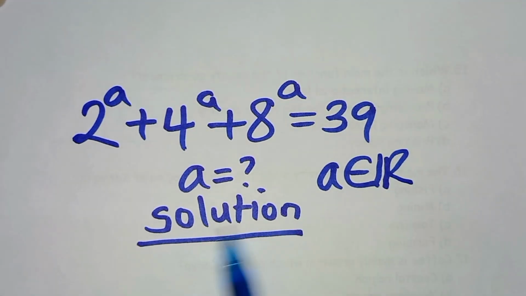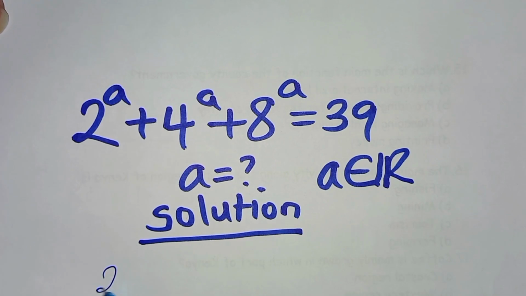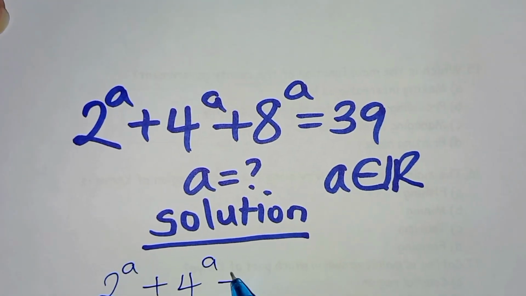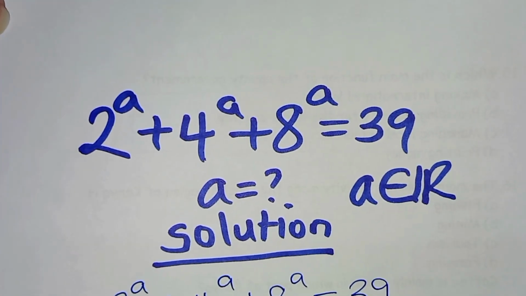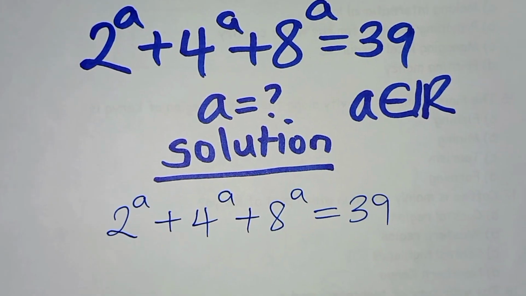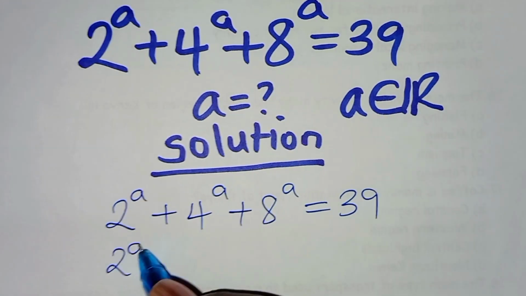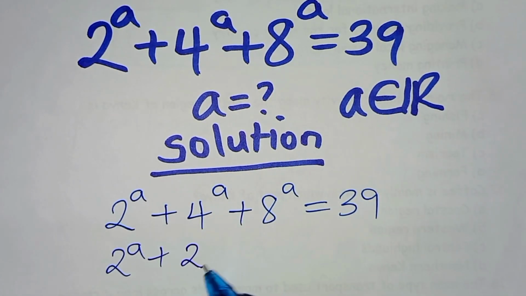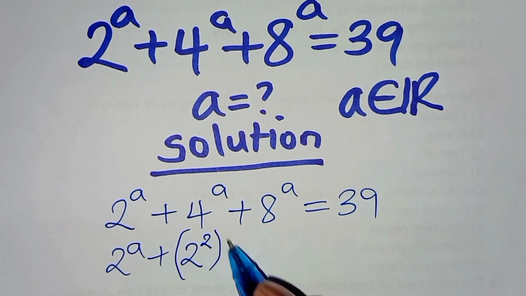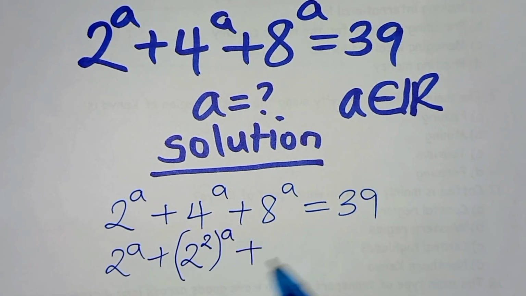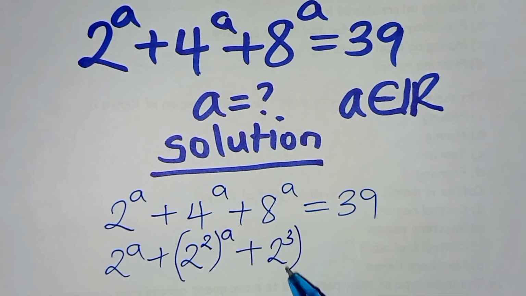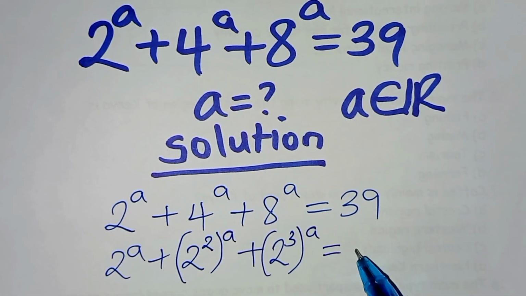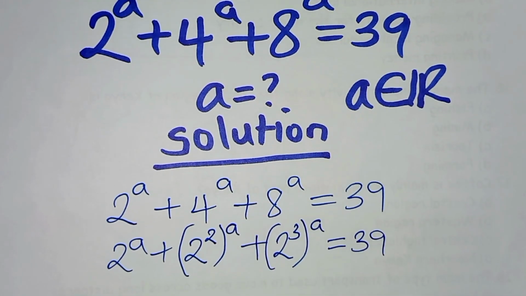So now the solution. From here, we have that 2 to power a plus 4 to power a plus 8 to power a is equal to 39. The next step here, we can express 4 as 2 to power 2 raised to power a, plus we can express 8 as 2 to power 3 raised to power a. This is equal to 39.